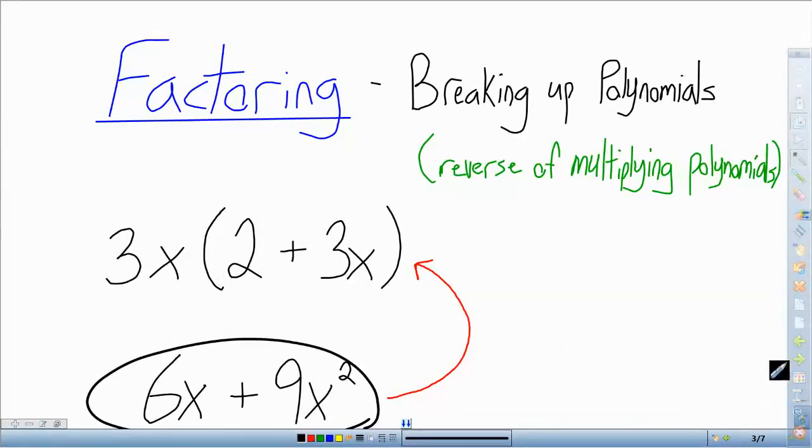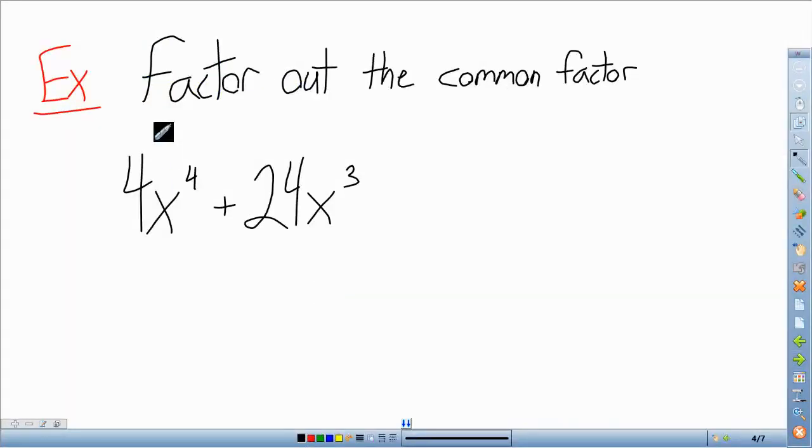All right, so with that, let's try it with another one. Let's factor out the common factor of this binomial. Go ahead and get this example. We'll do this one together. Right now, it might be difficult to tell what they have in common. So again, let's break them down first.